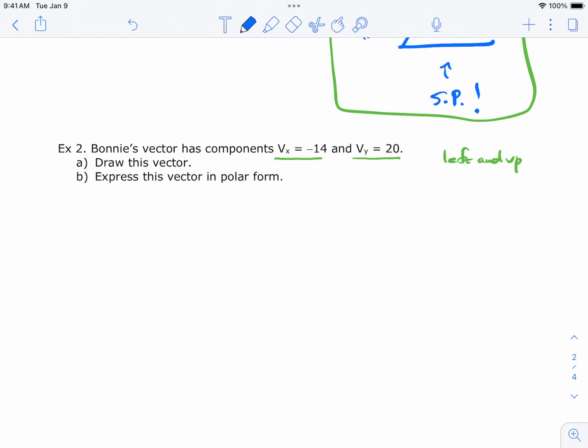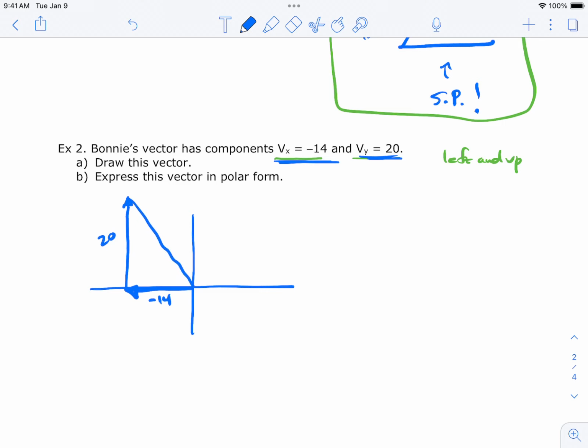Okay, let's draw the vector then. We expect it to go left and up. Left by how much? 14. So I guess I could call this negative 14 because that's what it says. Up by how much? Up by 20. And I think I'll draw it over here. Technically, you could draw it over here, but I don't want to draw too many things. So I'm going to draw it over there. There, boom. Now this is the R.